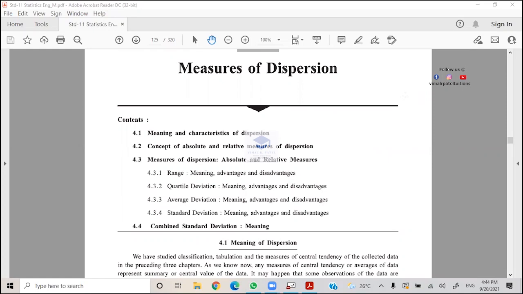Minimum variation is expected so the data, the information, will become more consistent, more reliable. That's why we are studying measures of dispersion. Basically in your syllabus there are 4 measures of dispersion: range, quartile deviation, average deviation, or you can say mean deviation, and standard deviation.